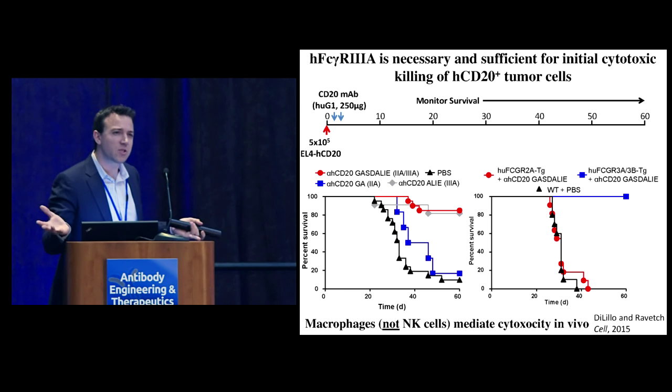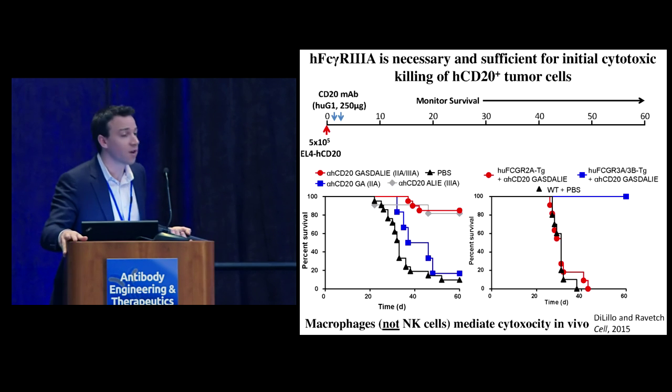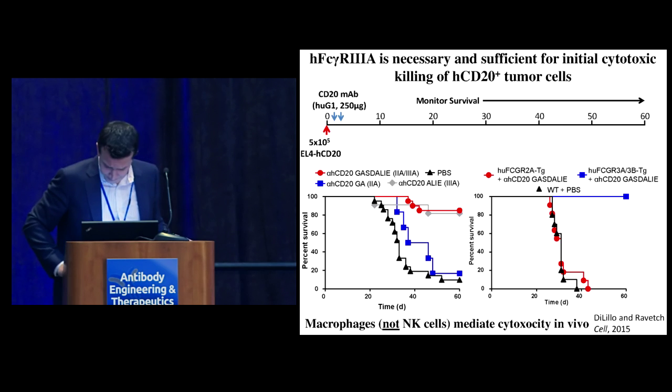And actually, this was a little surprising to us since FcγR-3a, which is required for clearance here, is actually expressed on the NK cells in these mice. But it seems that even though the NK cells are expressing human FcγR-3a, they still don't mediate cytotoxicity. It is the macrophages in this FcγR-humanized mouse model.